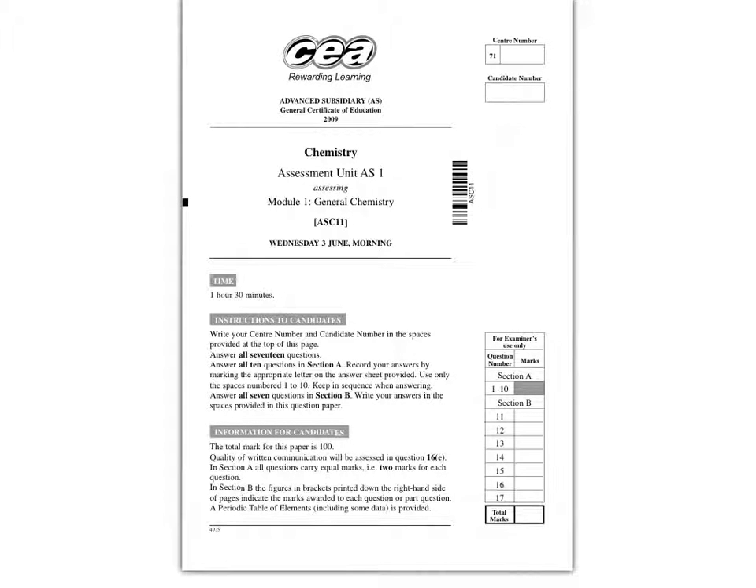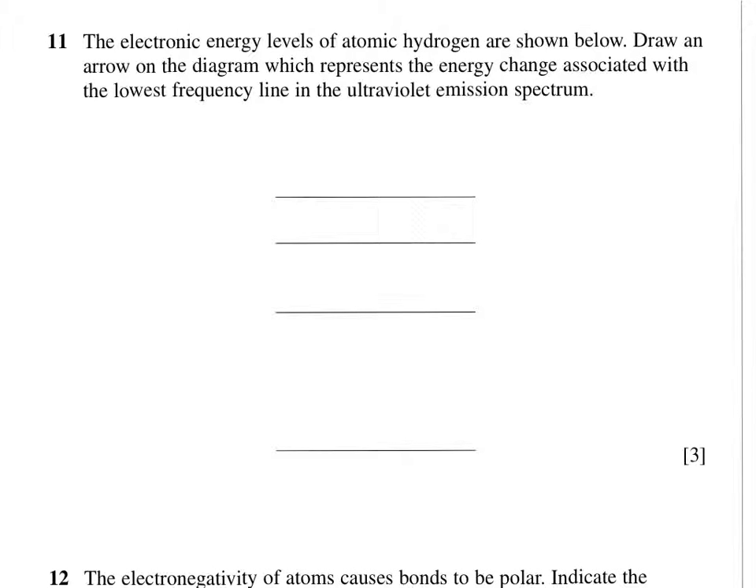Okay, so this is June 2009 and this is the CA paper of the old specification. Question number 11 is based on our atomic structure topic, and it asks us to draw an arrow on the diagram representing an energy change. Now, the important thing with these questions is that notice here at the bottom they are worth a lot of marks. There's 3 marks here for drawing one arrow.